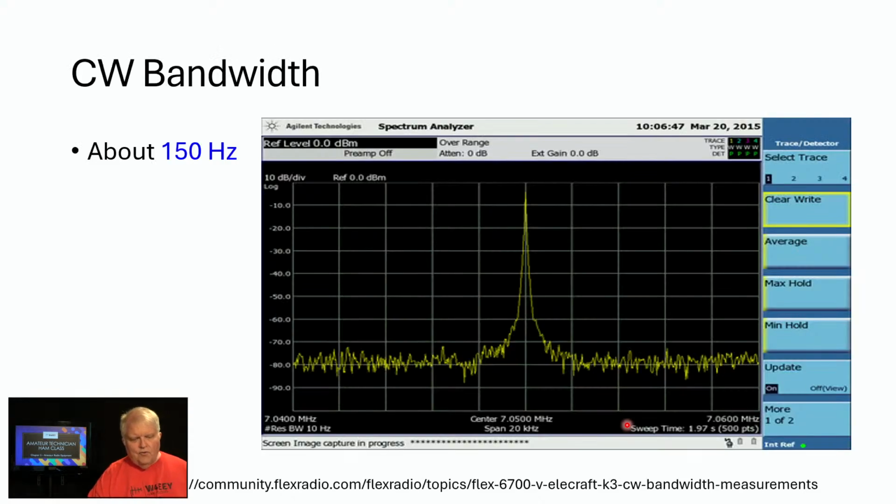And here's an actual spectral display of a Morse code signal during the transmission phase, and you can see that it has a bandwidth of about 150 hertz. That's the total bandwidth of the signal from lowest side band to the upper side band. That's the space that the signal occupies.